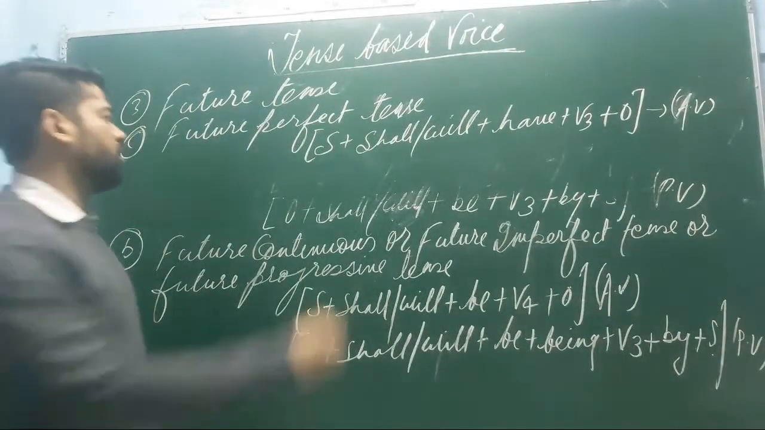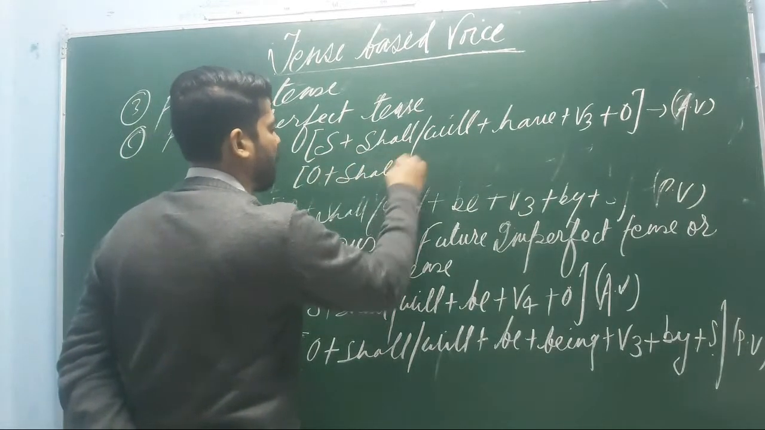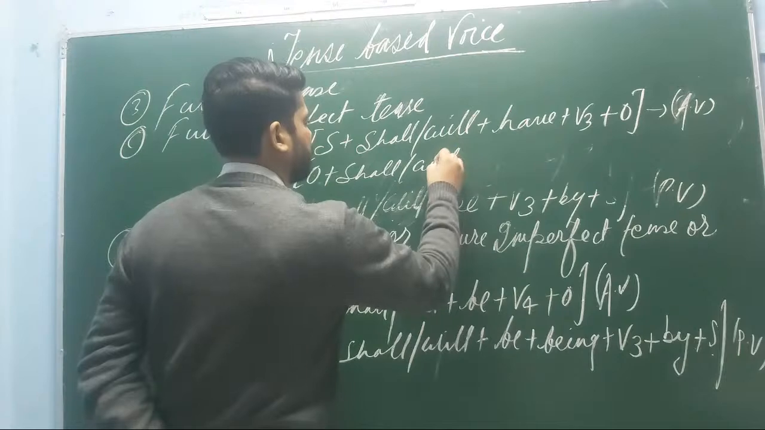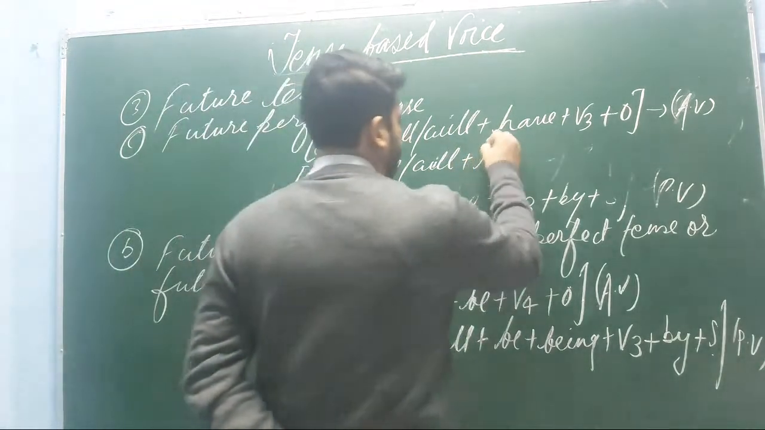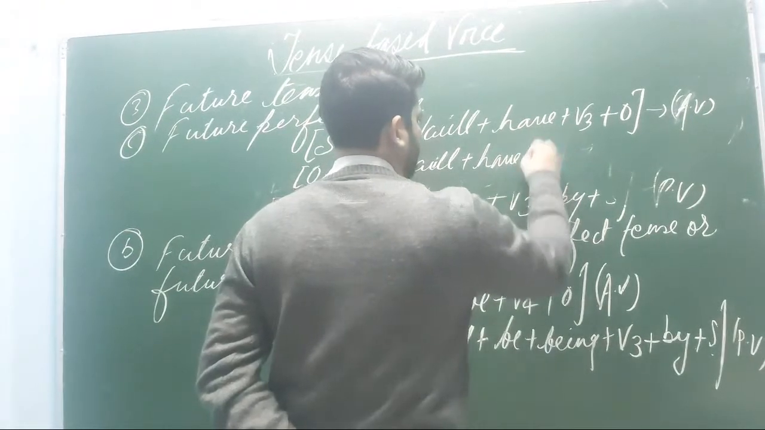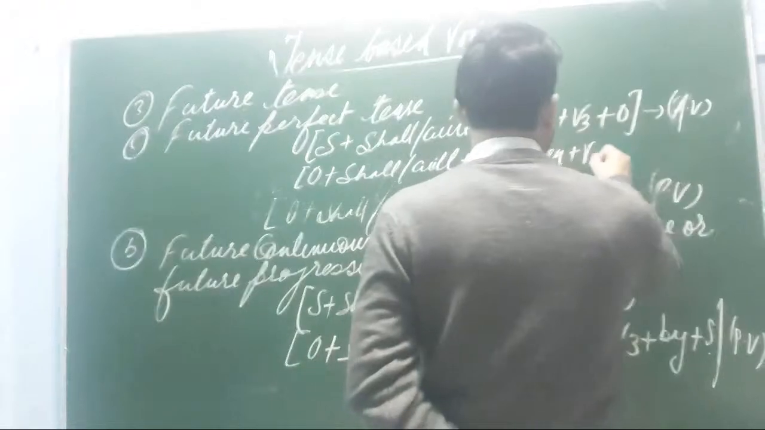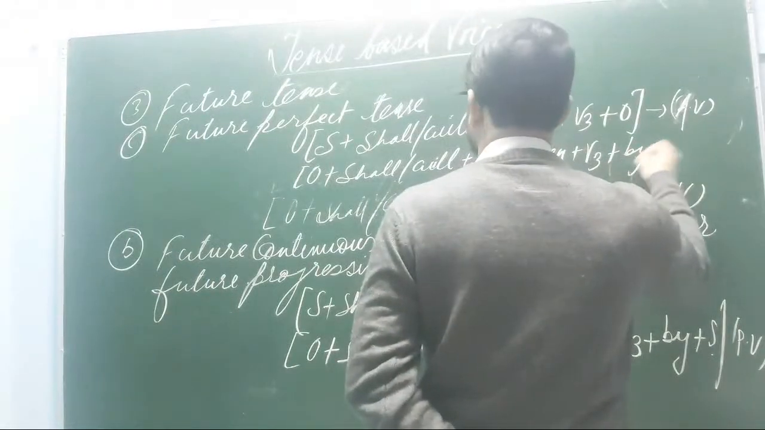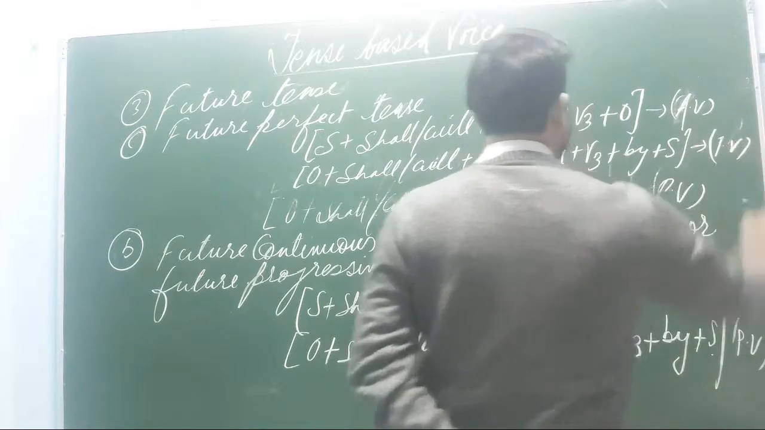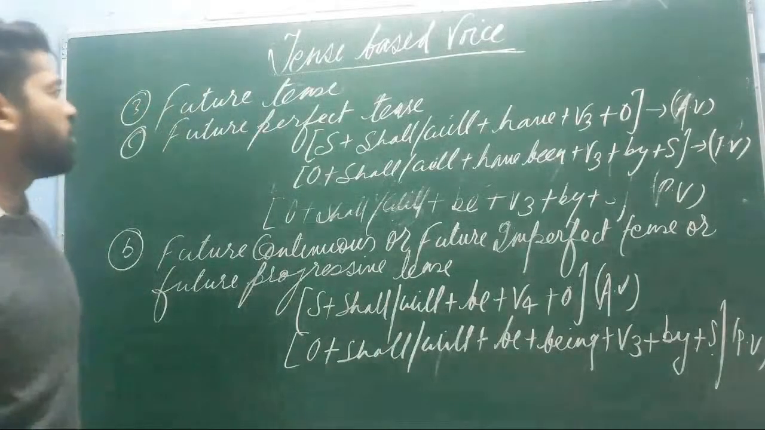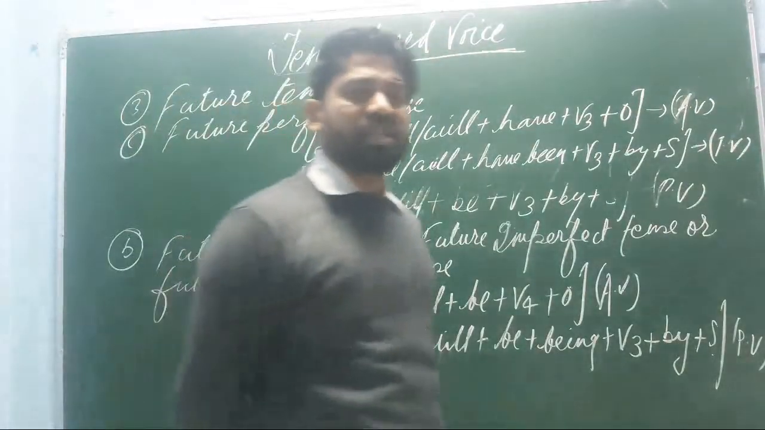will be the structure? Its structure will be object plus shall or will plus have been. There will be the use along with have, you will have to use have been plus v3 plus by plus subject. So this one is the structure for the passive voice for the third form of the future tense, which is known by the name of future perfect tense.